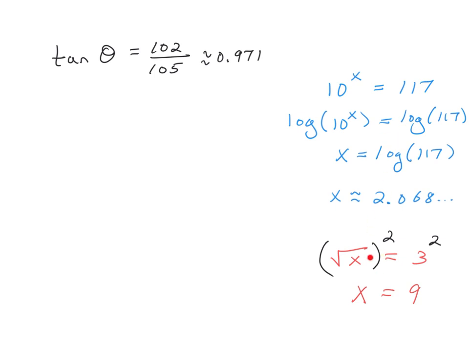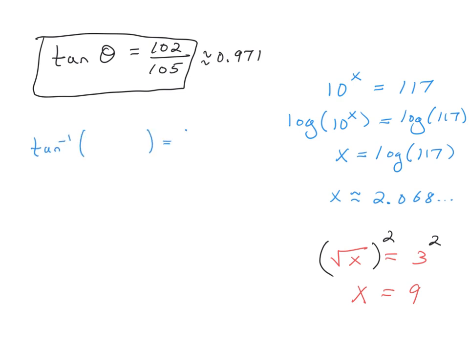So with these two things, if using inverses, there are already functions defined for tangent. What is this called? It's called tangent inverse. So in this equation, what I'm going to do is apply tangent inverse to both sides. On the left, that looks like tangent inverse of the left side is going to be equal to tangent inverse of the right side. On the right side, we have the number 102 over 105.